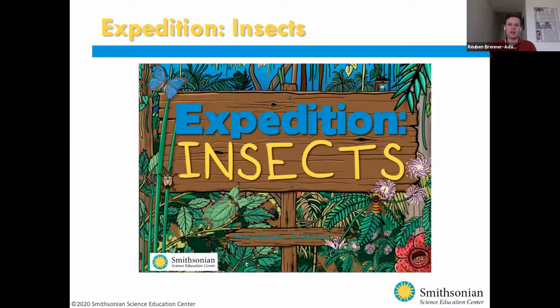Expedition Insects is a free ebook that we provide. It's about insects in the Amazon rainforest, and it's good for an elementary school age group.